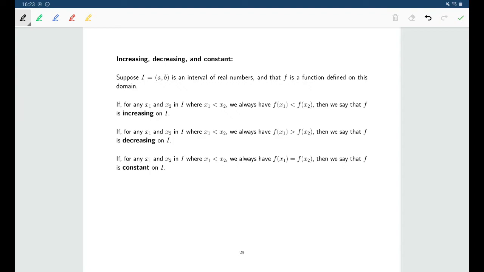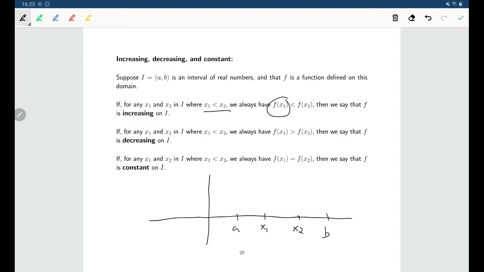So to define what we mean by increasing, decreasing, or constant on that interval, when we say increasing, what we're saying is that if we've got that interval from A to B and we pick two x coordinates, x1 being smaller than x2, and if x1's y value is smaller than x2's y value, that means that this graph is heading upwards. This is an increasing graph. It's increasing on that interval.